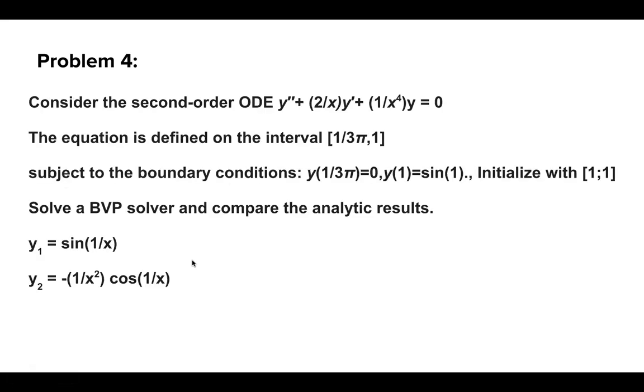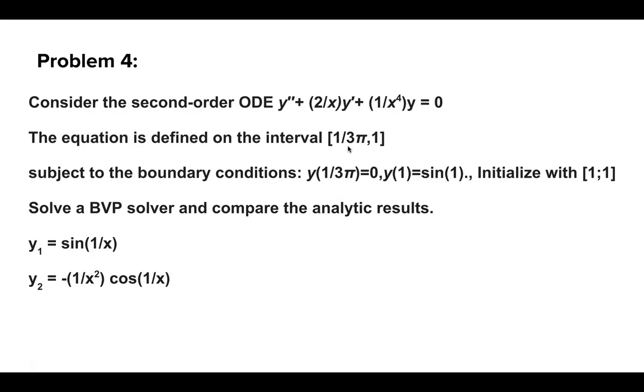Now coming to the next part of the question. For this also, you'll have to use MATLAB. You have the ODE given to you in the first line, that is y double dash plus 2 by x y dash plus 1 by x raised to 4 is equal to y. When you're first coding it, you have to take those two terms to the other side. And the interval you're looking for is 1 by 3 pi to 1.